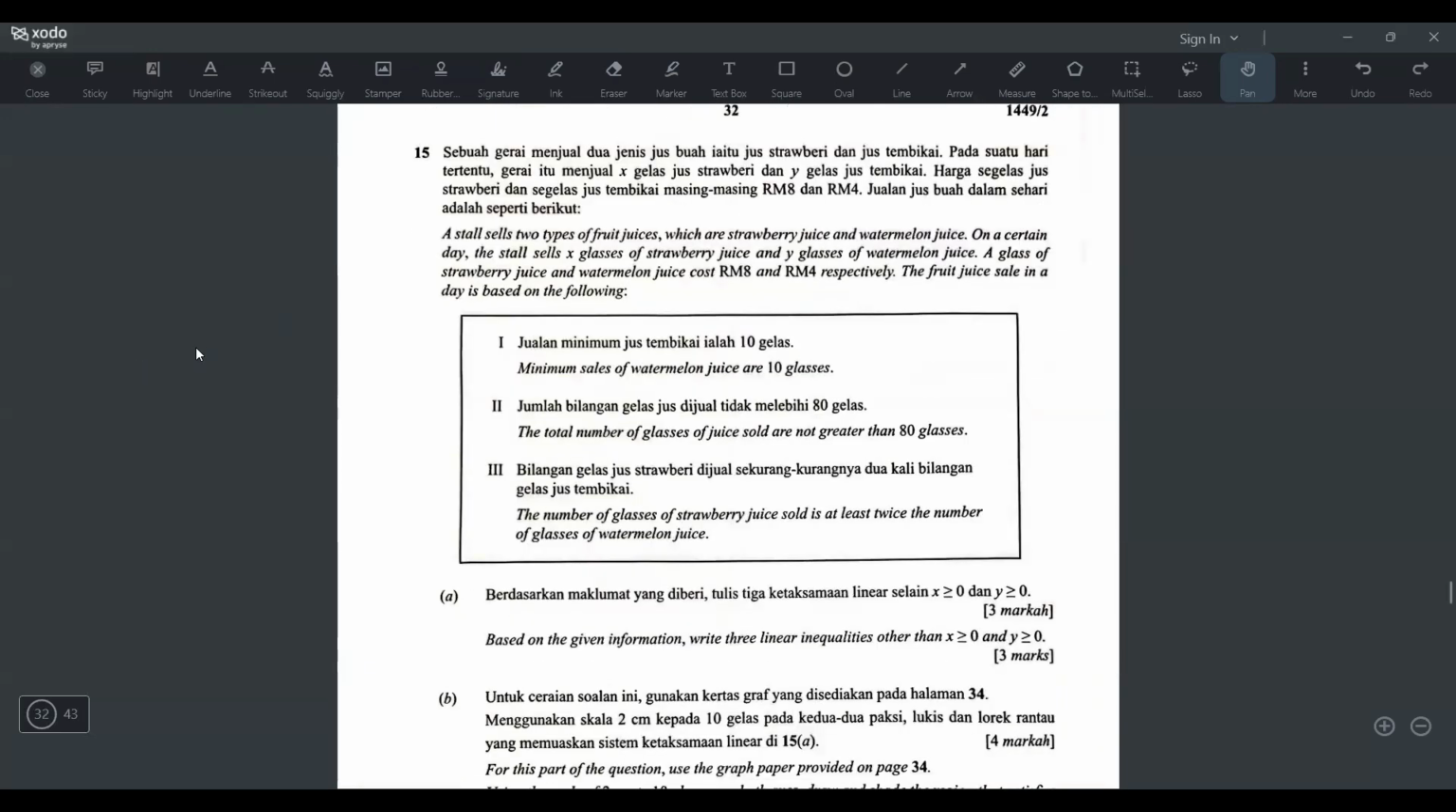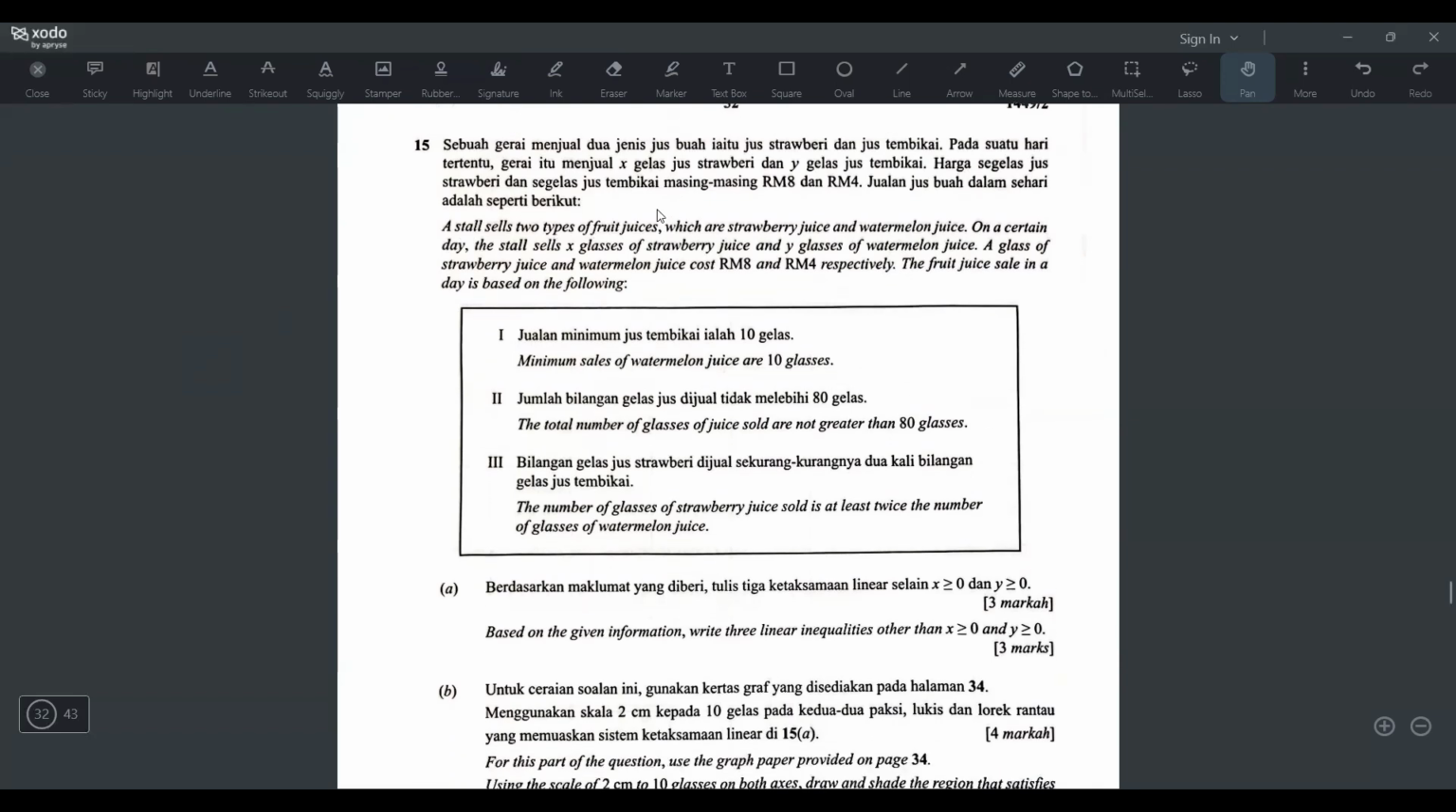Okay, number 15. By looking at this, I think this is linear inequalities from Form 4, chapter 6. So let's do it. I think this one I have to use graph paper also. A stall sells 2 types of fruit juice, which are strawberry juice and watermelon juice. On a certain day, the stall sells x glasses of strawberry juice and y glasses of watermelon juice.